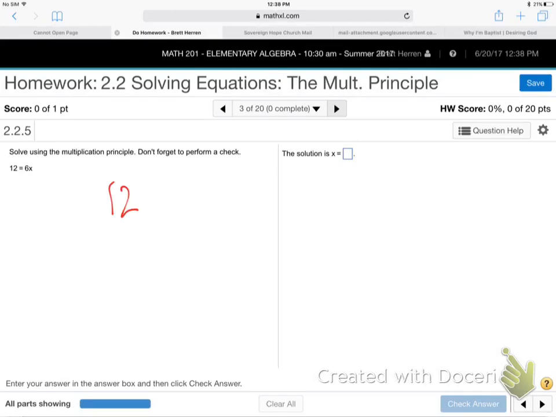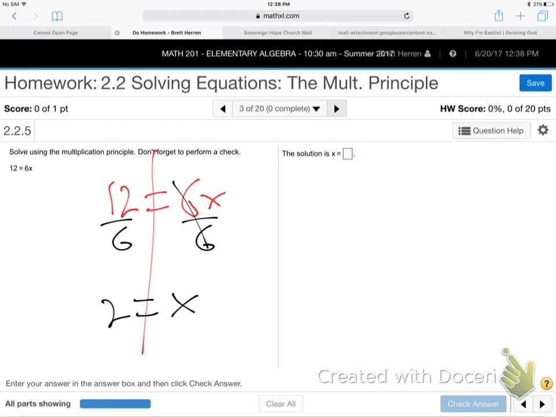Okay, so 12 equals 6x. Here's the wall. X is saying, I want to be alone, so try that one. What do we do to get x alone? Divide both sides by 6. Boom. And that's just 2 and we're done. Just like that, right? All right, these are easy ones.